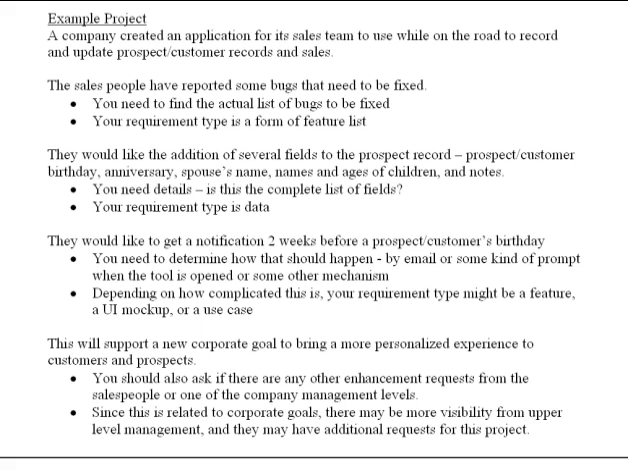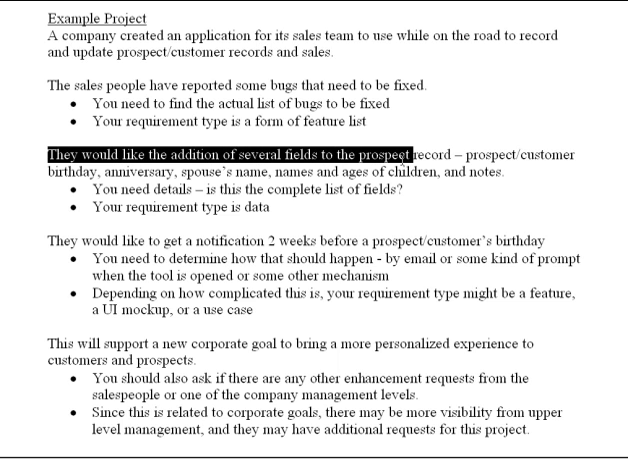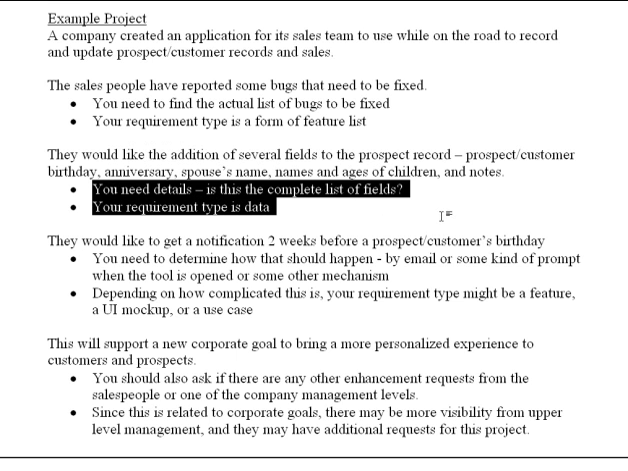Then the salespeople have said they would like to add several fields to the prospect record. The prospect or customer's birthday, their wedding anniversary, their spouse's name, the names and ages of their children, and then just a note field where the salesperson can put any additional information that they want. One of the questions you want to ask is, is this the complete list of fields that the salespeople need? And then basically your requirement type here is data. That's what we're looking at.